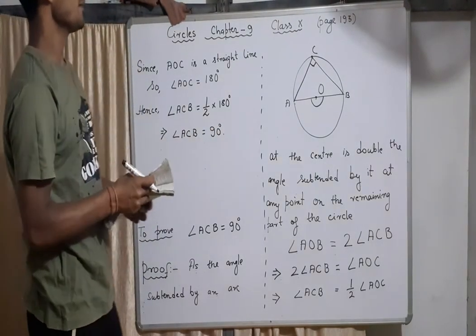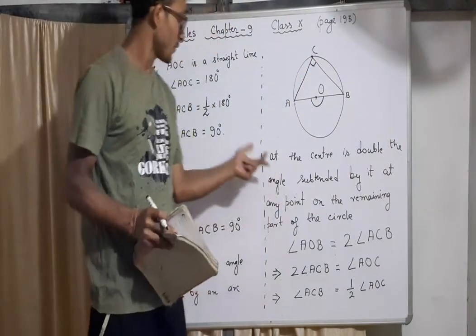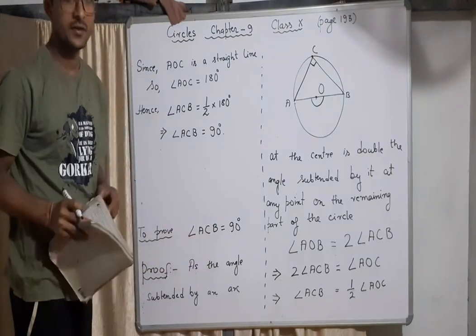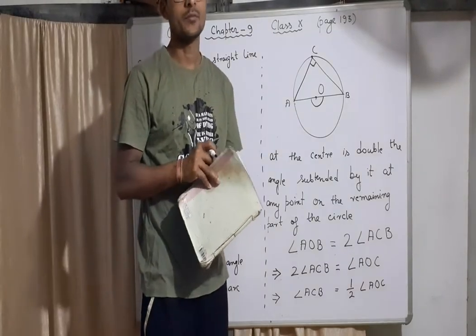Now, even if I change the point C somewhere here or there, the same result will follow and you will get the same answer, 90. This is what I wanted to prove. Angle ACB is 90 degrees. So very easy. If you know 9.2, that means automatically you know what 9.3 is also.